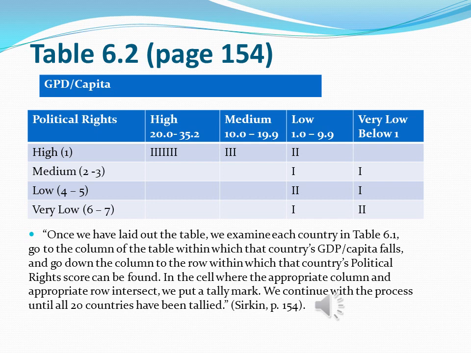Once we have laid out the table, we examine each country in table 6.1 and go to the column of the table within which that country's GDP per capita falls, and go down to the row within which that country's political rights scores can be found. In the cell where the appropriate column and appropriate row intersect, we put a tally mark. That's those little lines you see. It's actually a capital I, though, on the keyboard. We continue with the process until all 20 countries have been tallied. This is on Sirkin, page 154. We're laying the groundwork in your mind for this to make sense. As we go slide to slide, we'll be explaining more of this.